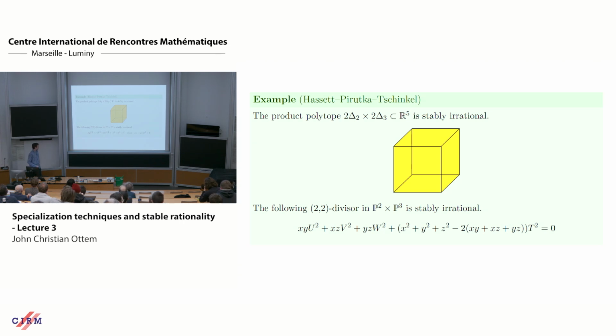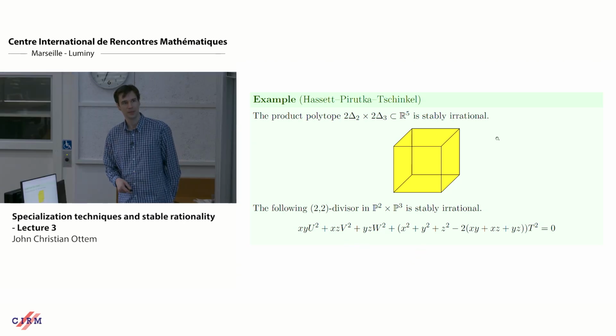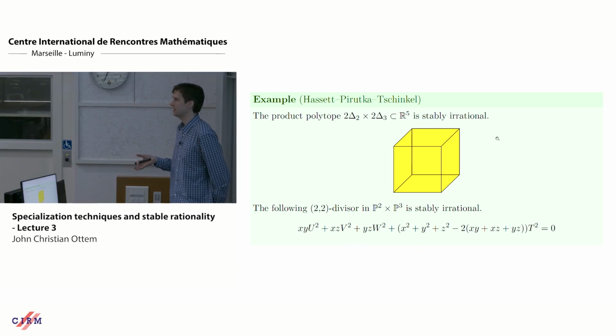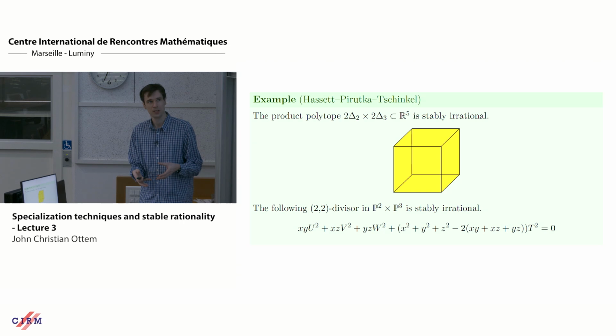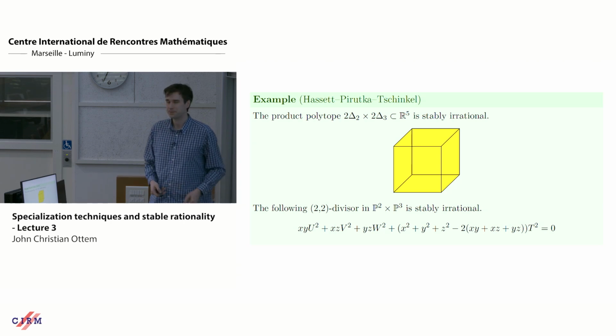Okay. But this is a very useful equation actually, because it's concrete. It means that we have something very concrete that we can try to degenerate to. And we know that this is stably irrational. So if you can find this as one of the strata somewhere, we're very happy because it's stably irrational.